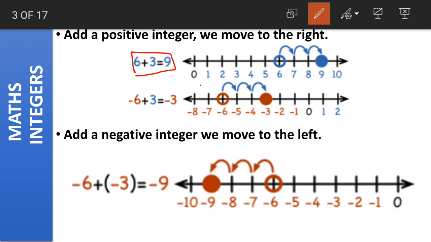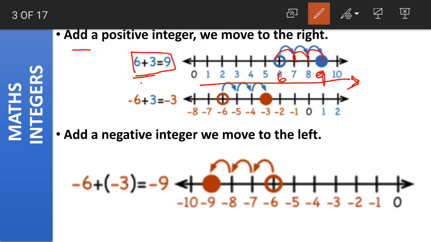Let us see 6 plus 3 on a number line. We have 6 here and then we have to move 3 places forward. 1, 2, 3. Then we have the answer as 9, right? 6 plus 3 gives us the answer of 9. Now look at the direction of movement here. We are adding a positive integer, so we are moving to the right side, right? Again, here both were positive integers.